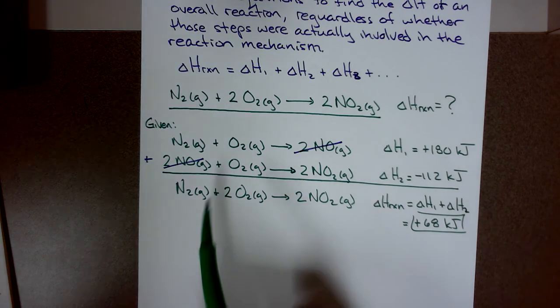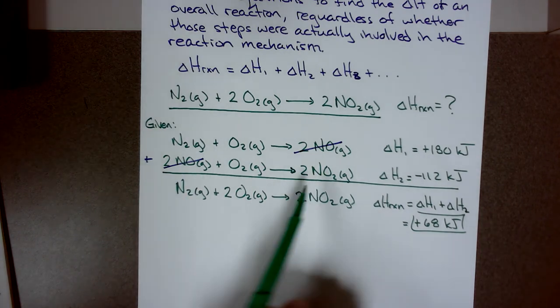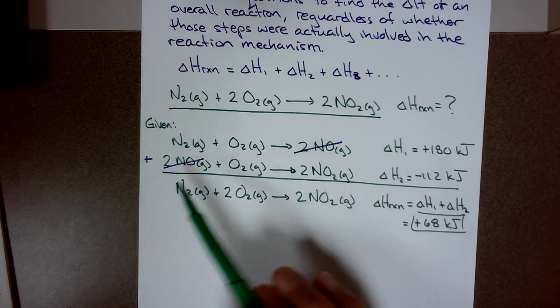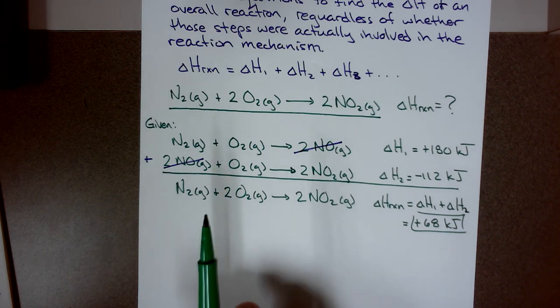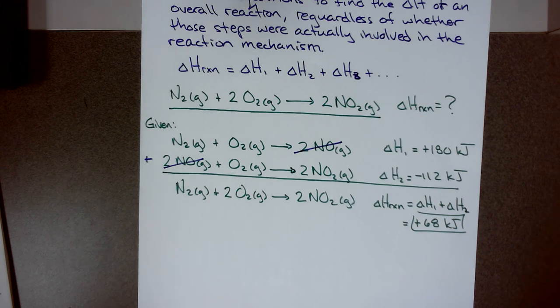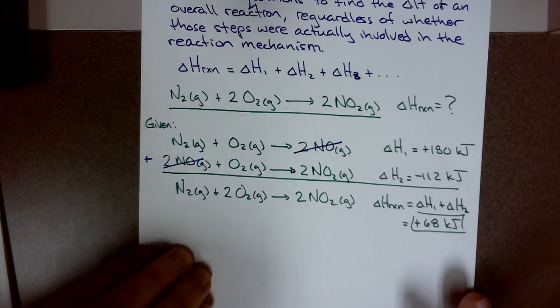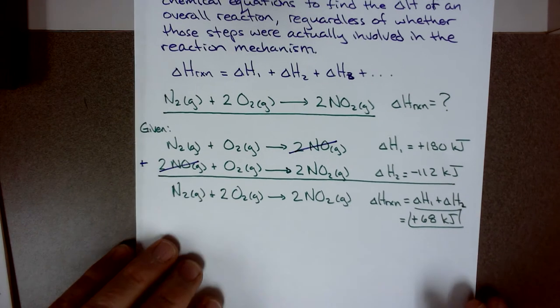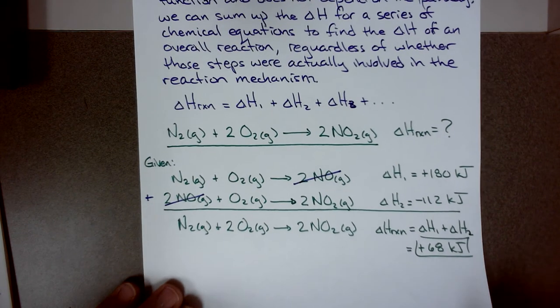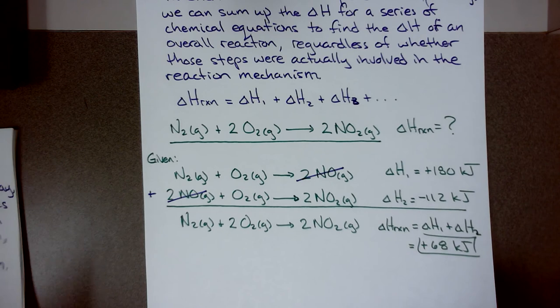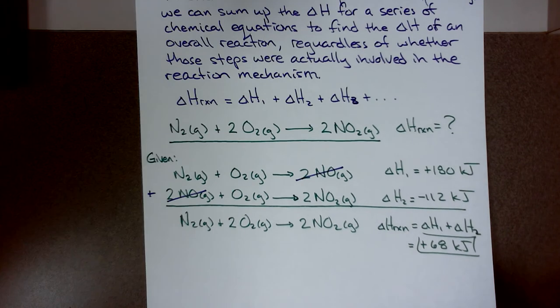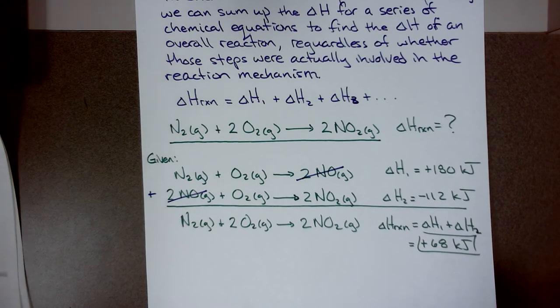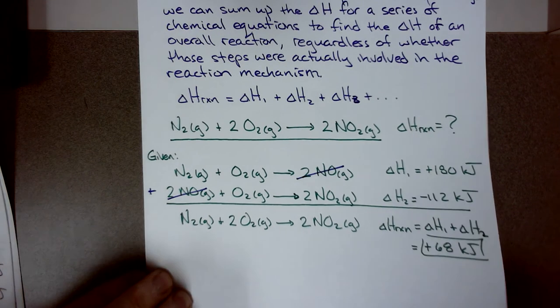We didn't have to do anything. We didn't have to change or manipulate any of this. We just had to cancel what was the same on both sides, just like we do with spectator ions and so forth. But what if sometimes you have to manipulate or rearrange equations to get the equation you want to find the enthalpy change for? So the next thing we need to look at is this.